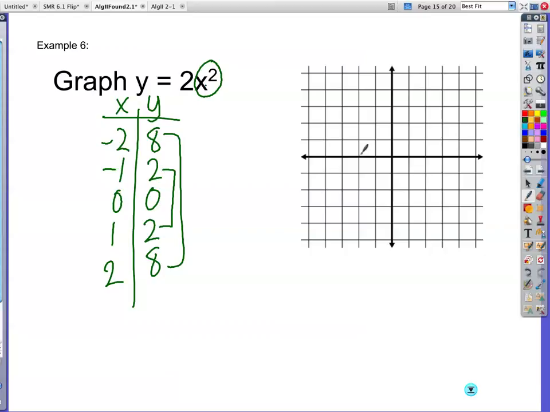Let me graph. Negative 2, 8. I'm going to go off the thing. I know it's a little weird, but I'm going to do it. Negative 1, 2, 0, 0, 1, 2, and 2, 8. And remember, all of these points are solutions to this equation.